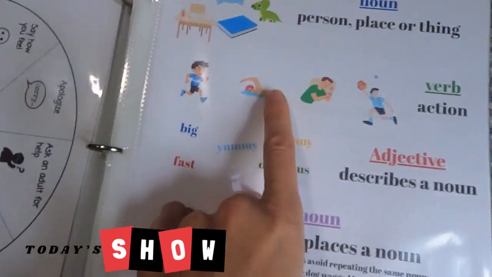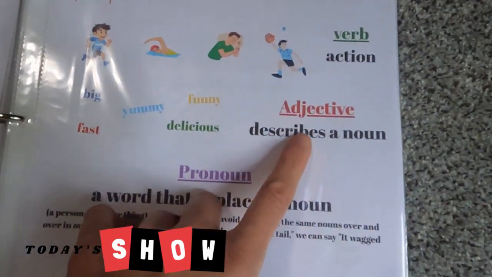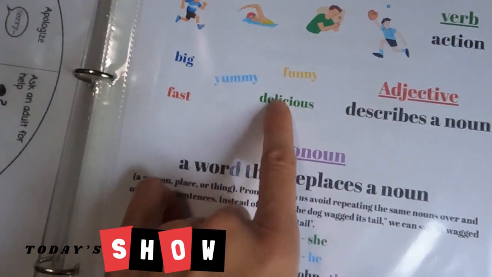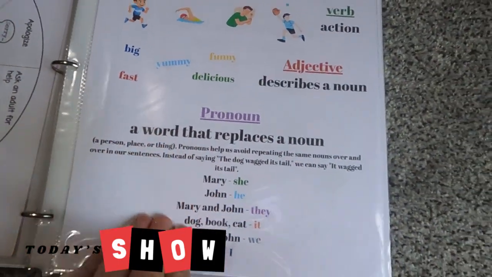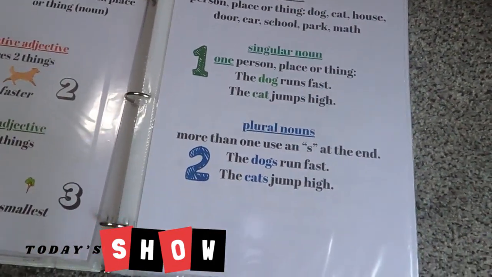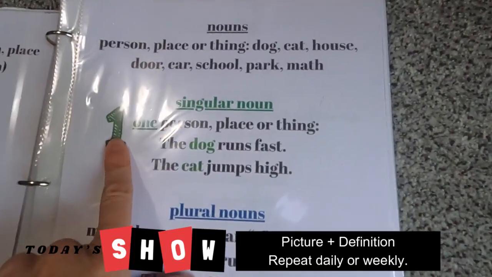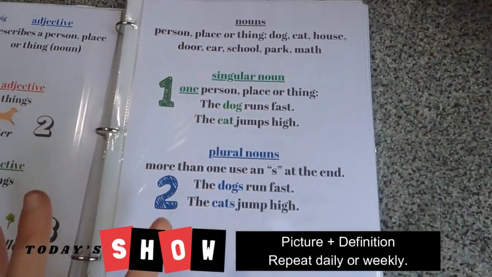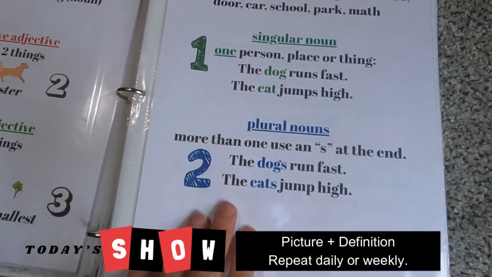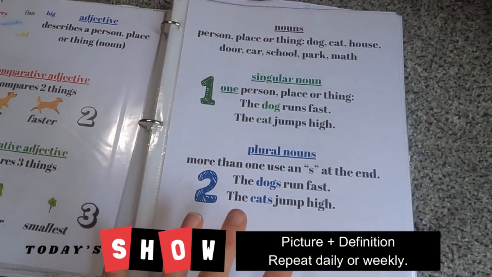A verb, an action. Okay. An adjective describes a noun. Funny, yummy. So what I'm trying to show you is that I try to have a picture and a noun. So where do I get all this stuff? Okay, first of all, I make it in Canva. I'm not even talented enough for this.